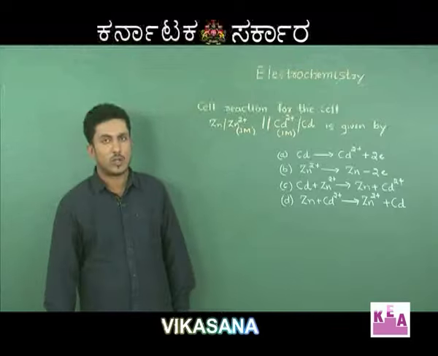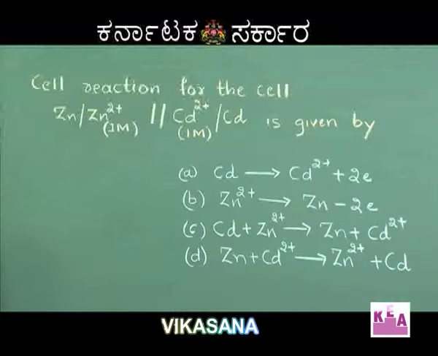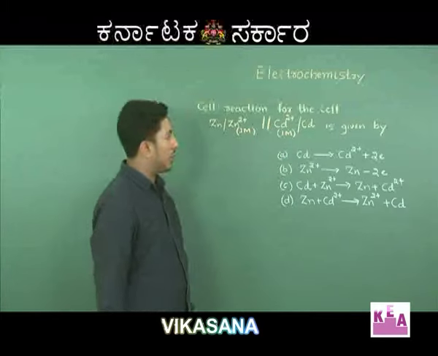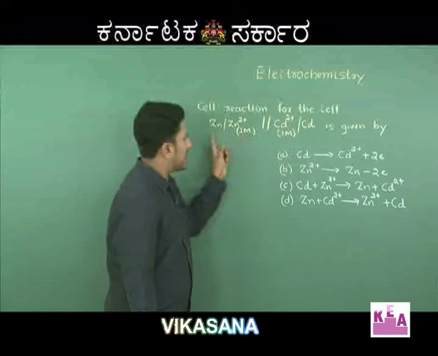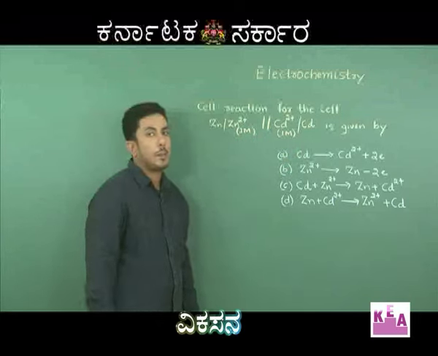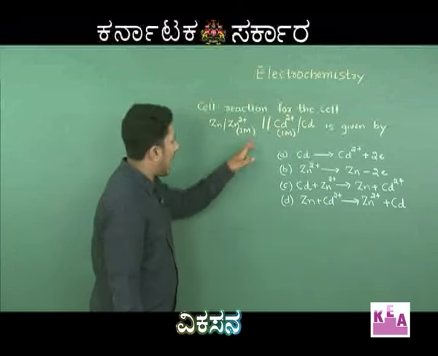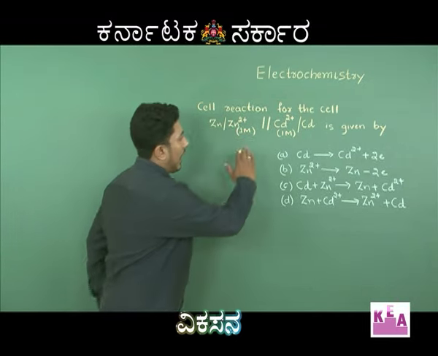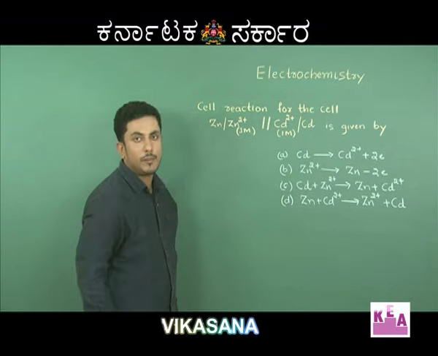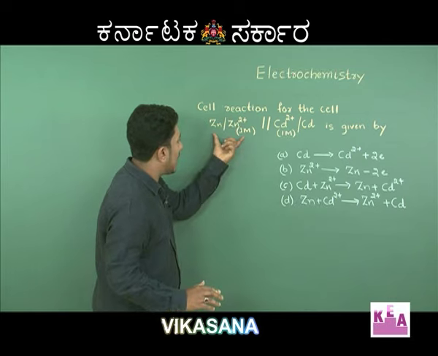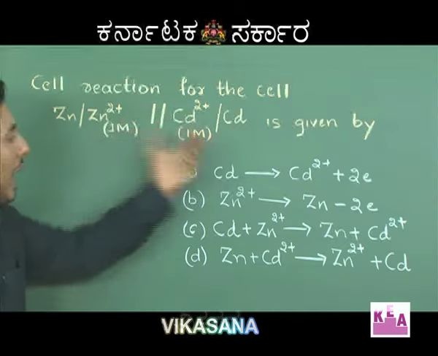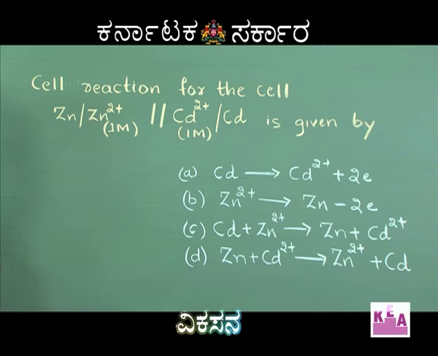Let's discuss the next question. The question is, cell reaction for the cell Zn | Zn2+ || Cd2+ | Cd is given by. The four options are given to you. This is a cell representation. Whenever we represent a cell, always anode is written on the left hand side and cathode is written on the right hand side. Hence, zinc electrode acts as anode, cadmium electrode acts as cathode.